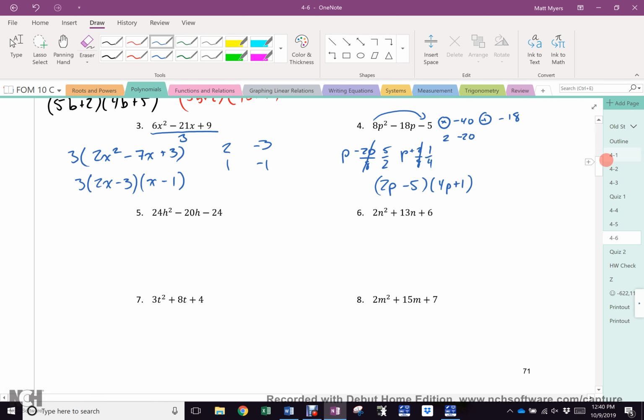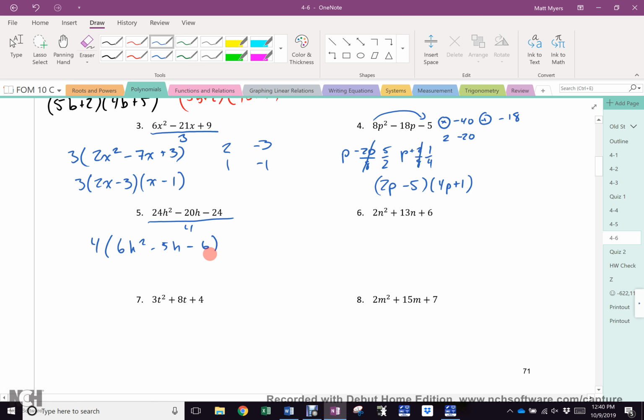All right, let's look at 5. Does 5 bother us right now? Yeah. The numbers are big, right? Let's check if we can make them smaller. I can divide them all by what? 4. Can I forget about that 4? No, got to keep it. 6h squared minus 5h minus 6, right?